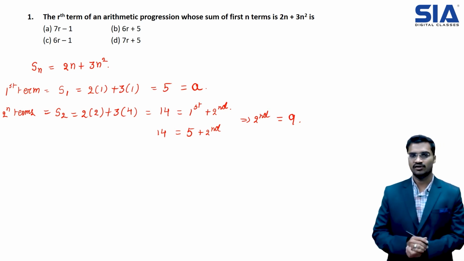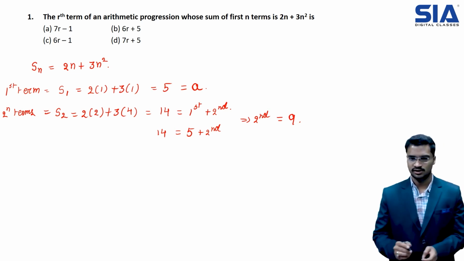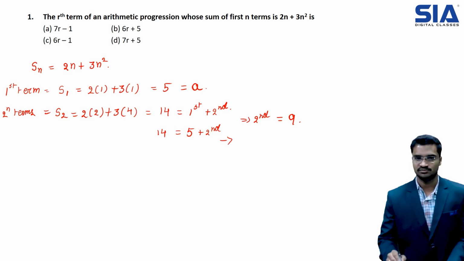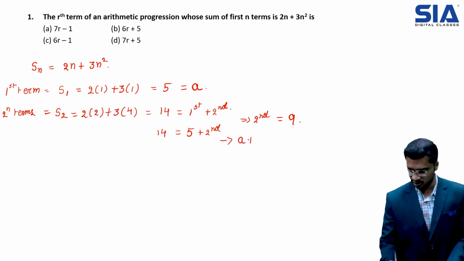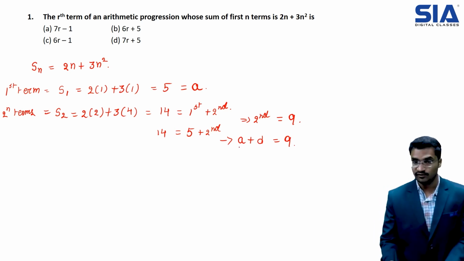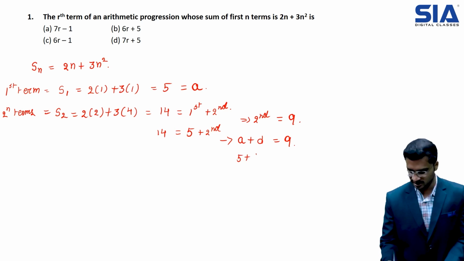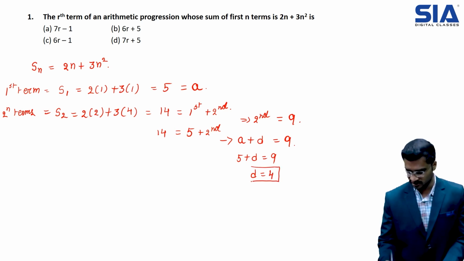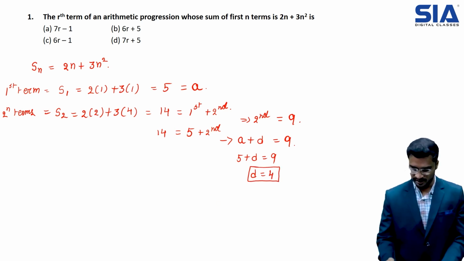The second term in our arithmetic progression is 9. So the formula for the second term in an arithmetic progression is a plus d. a plus d is 9. So if a plus d is 9, then we know the value of a, so 5 plus d is equal to 9. Then the common difference of that arithmetic progression is 9 minus 5, which is 4.